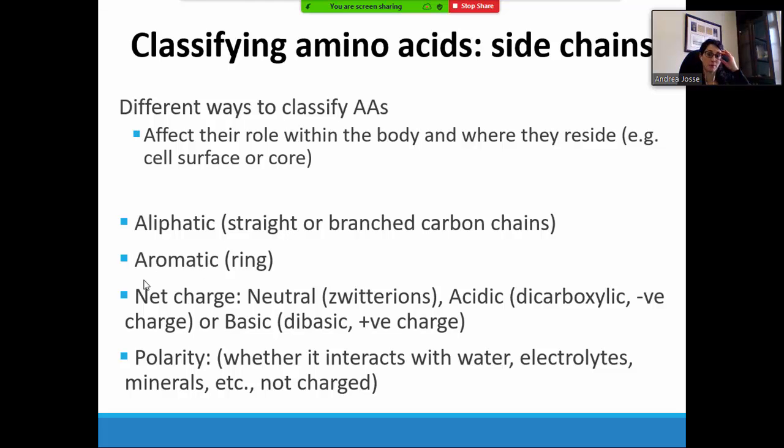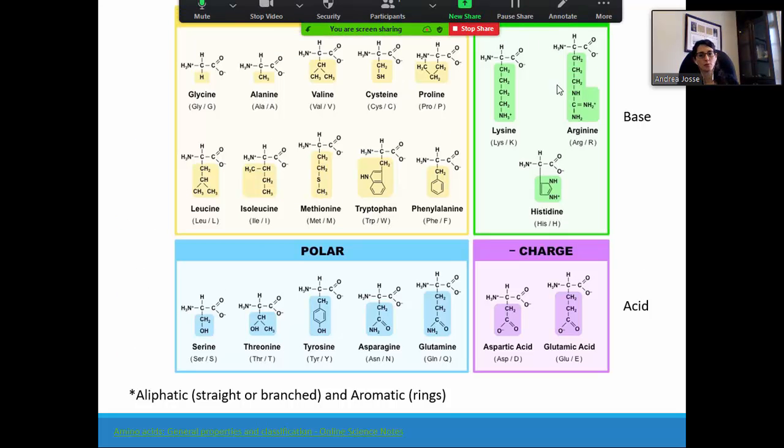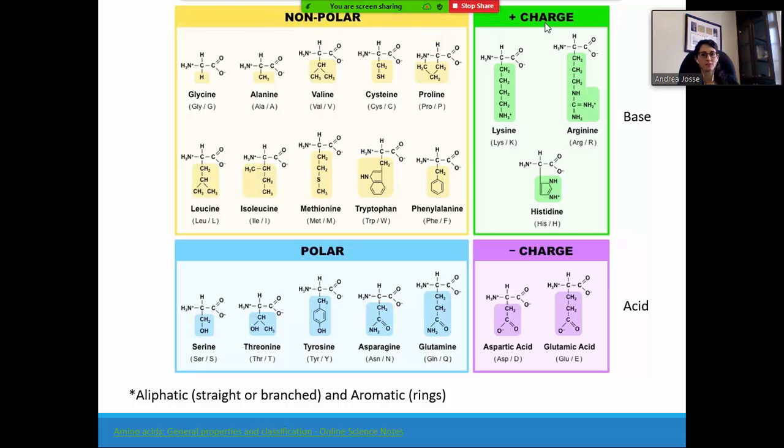We can also classify amino acids based on their net charge. So amino acids are either neutral, also called zwitterions, or they are acidic or dicarboxylic and have a negative charge, or they're basic or dibasic and have a positive charge. So let's take a look at this for a moment. Here are the particular charged amino acids. We have the negative charged ones down here, which are acidic, and the positive charged ones up here, which are basic.